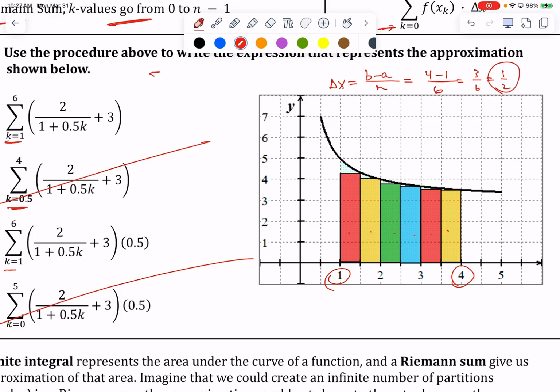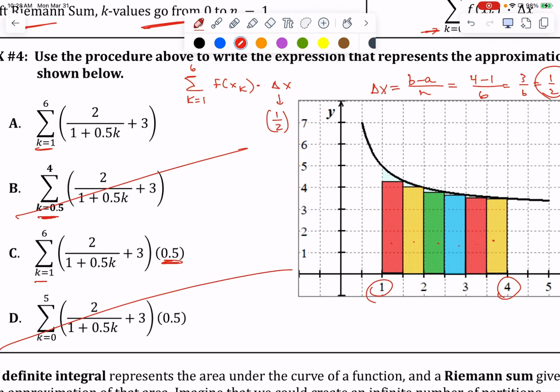So here we go. We've got my summation from k equals 1 to 6 rectangles. We're going to have our f of x sub k times my delta x. What is delta x in this problem? 1/2. They called it 0.5. There's the 0.5. Seems like the answer is C, but they might distribute it. So let's just make sure that the answer is not A, because they might distribute the 1/2. The insides are the same, so they wouldn't have.